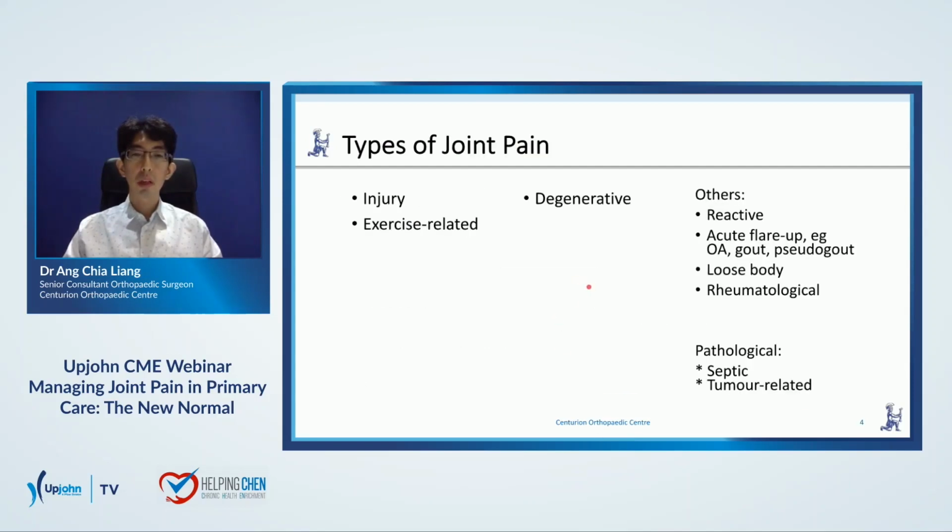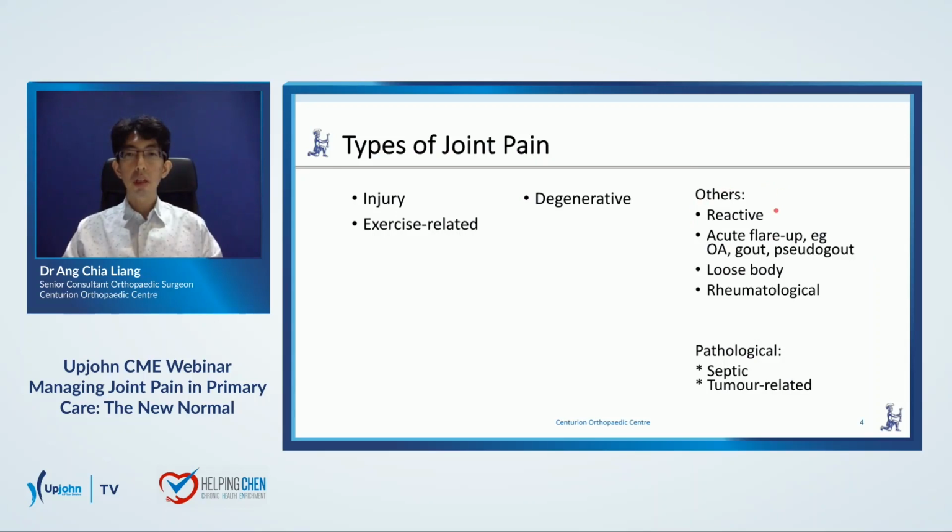Let's start with the different types of joint pain which doctors in primary practice may face. And this is, in general, how I like to categorize them. On the left, you have injury or exercise-related type of pain. In the middle is degenerative, so mainly your osteoarthritis. Now, I put all the rest into one big group.